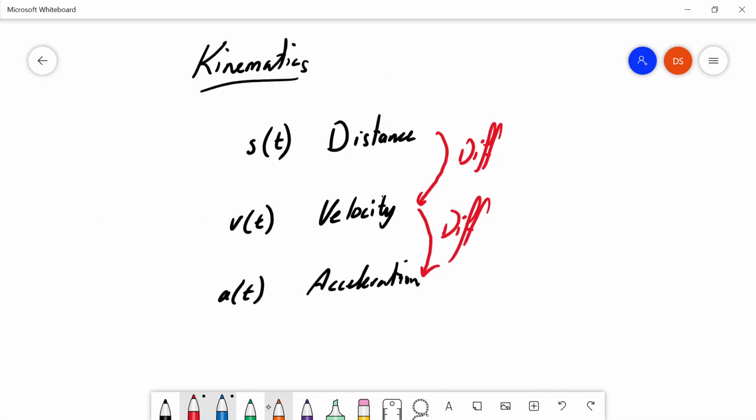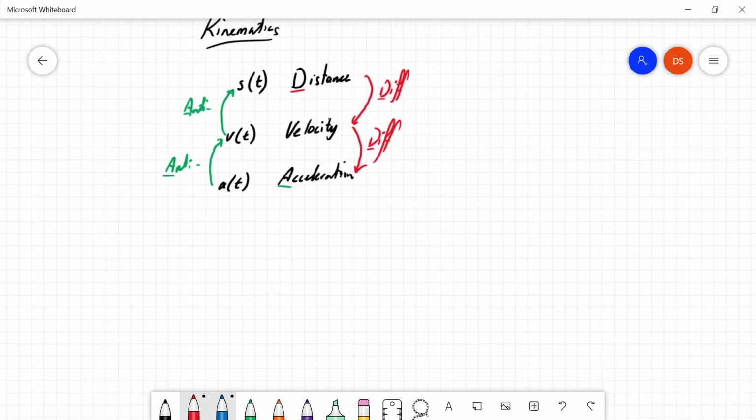Similarly, we can anti-differentiate up from acceleration to get velocity and then distance. So given a function, you can differentiate down from distance, or you can anti-differentiate up from acceleration. It helps to note that anti-differentiation starts with A, and that's where you start, and differentiation starts with D, and that's where you start. Okay, that's really helpful. So let's quickly have a look at an example.